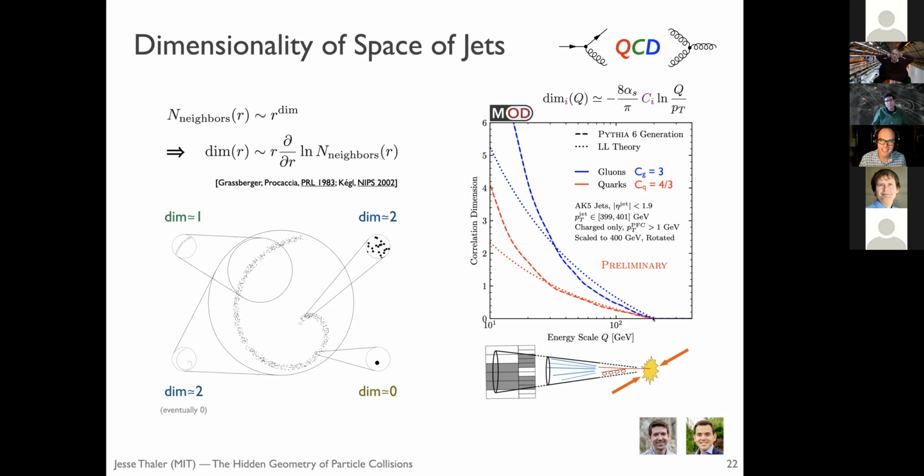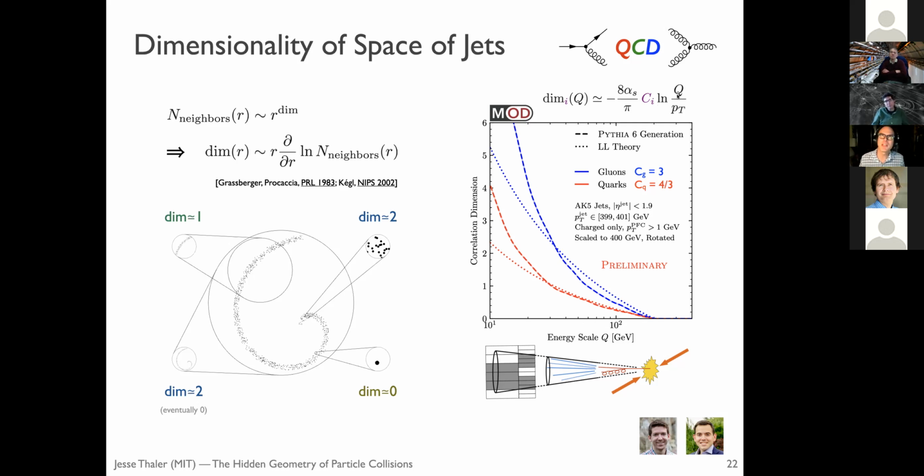the hard process. Then as a function of scale, if I go to longer distances, so smaller energies, we see that this dimensionality grows. So in dotted lines, you see a leading logarithmic calculation. In dashed lines, you see a Pythia 6 calculation. And the dimensionality grows. It depends on the strong coupling constant. It depends on whether you have a quark or a gluon at leading logarithmic order. And it has a logarithmic scaling.